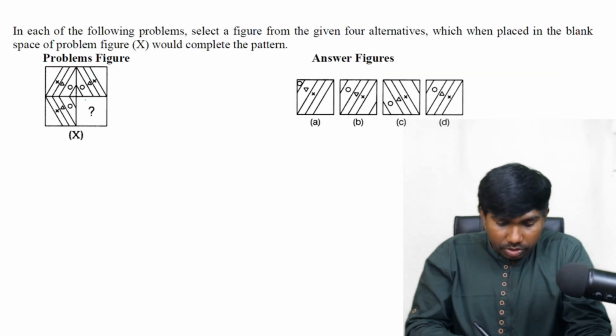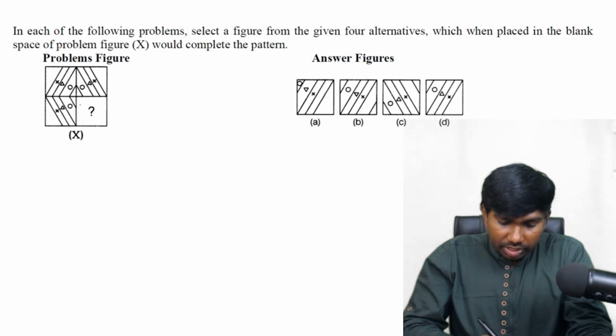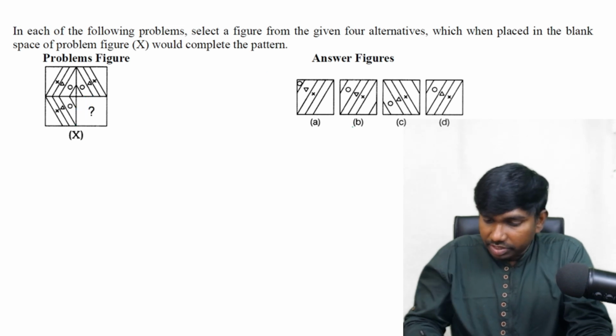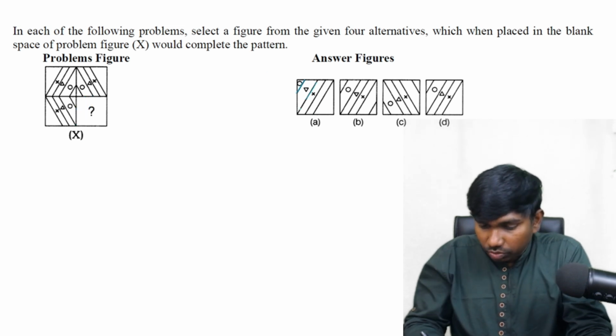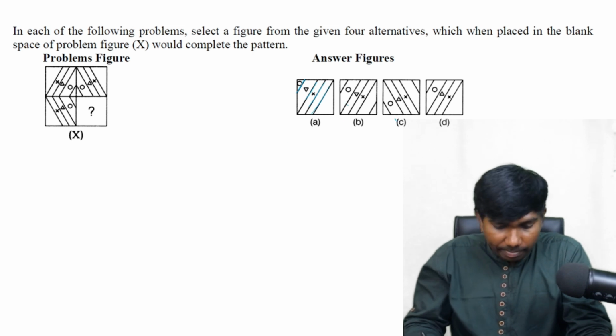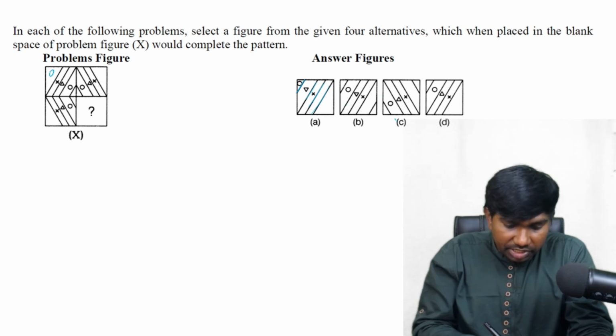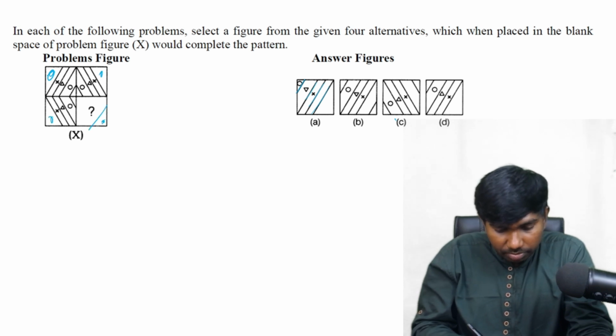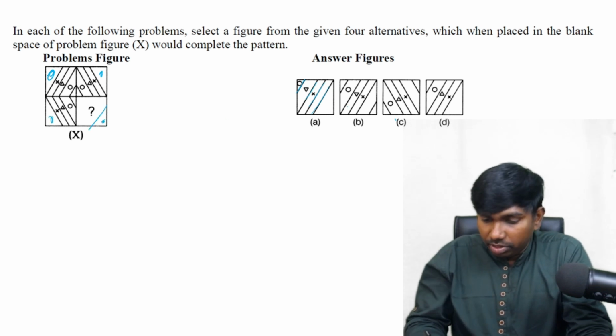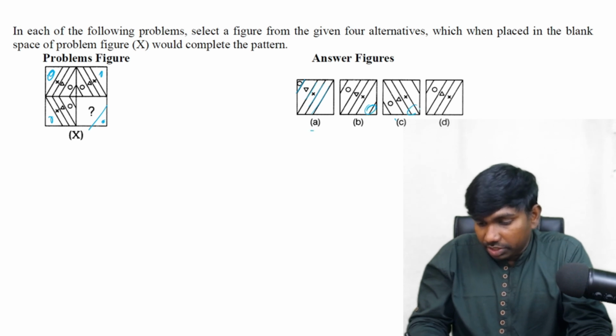Next one. So there must be 4 parallel lines. 1, 2, 3. There must be 4 parallel lines. Yes, this figure has 1, 2, 3, 4 parallel lines. But here we should also see the pattern. This is an empty area, empty area, empty area. That means the bottom right must be an empty area. Bottom right empty area is available here, and there is no empty area here, and these two cannot be the answers.